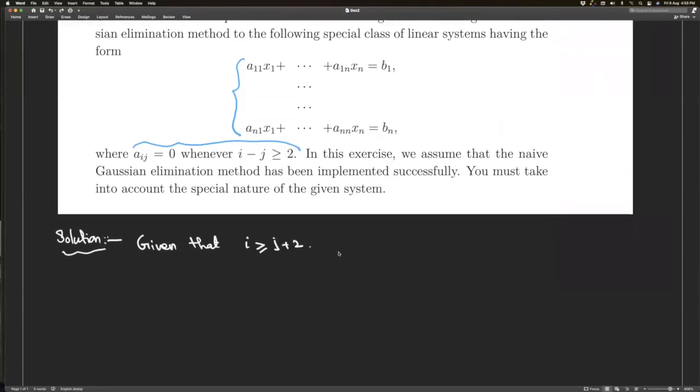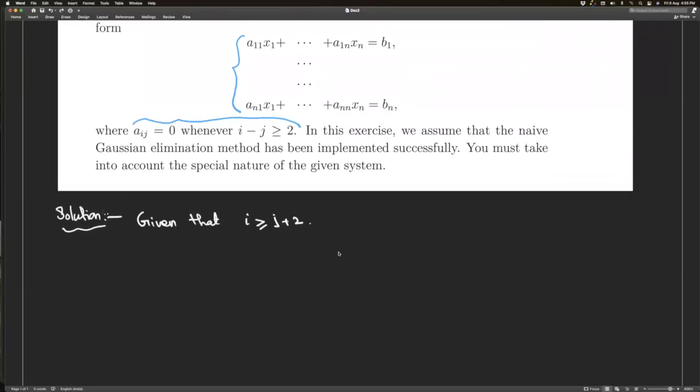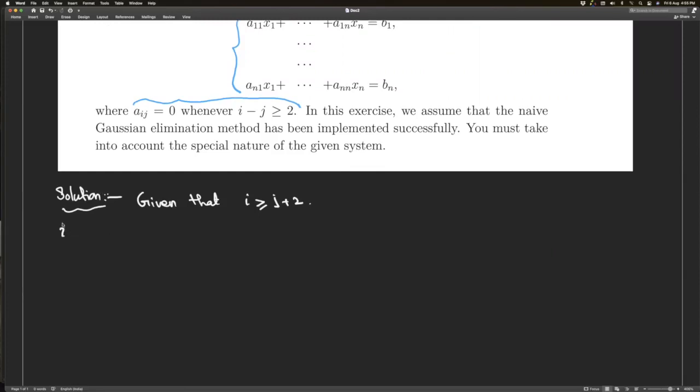To do this, first let us explicitly write the system and see how it looks under the condition given to us. For i equal to 1, you can see that none of the terms satisfy your condition, because i is 1 and j starts from 1 and goes till n. Therefore, j plus 2 starts from 3 and goes till n plus 2, right? So i is 1 and you only start with 3 on the right hand side. Therefore, none of the terms satisfy this condition. Therefore, in the first equation, we are not given any of the coefficients to be surely 0.